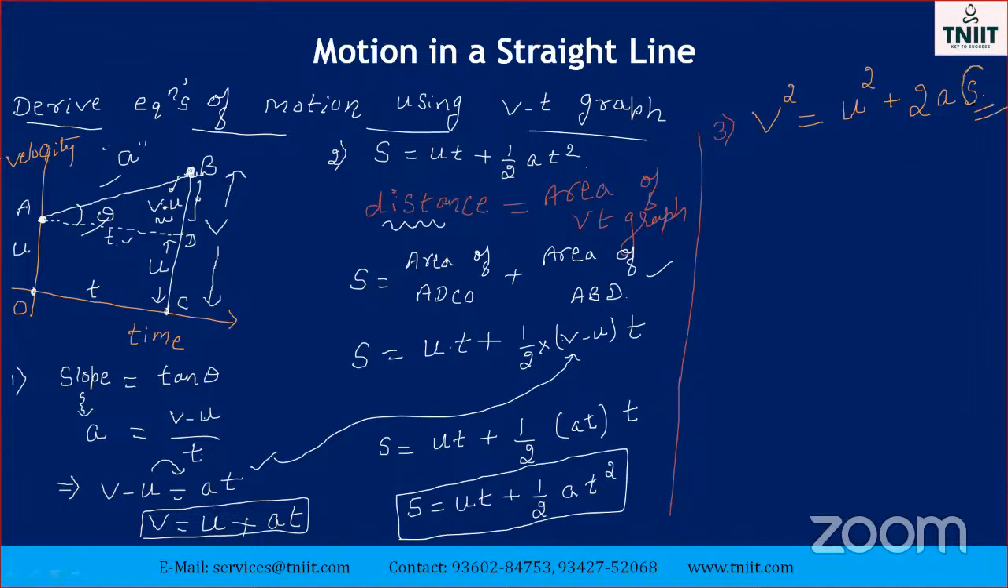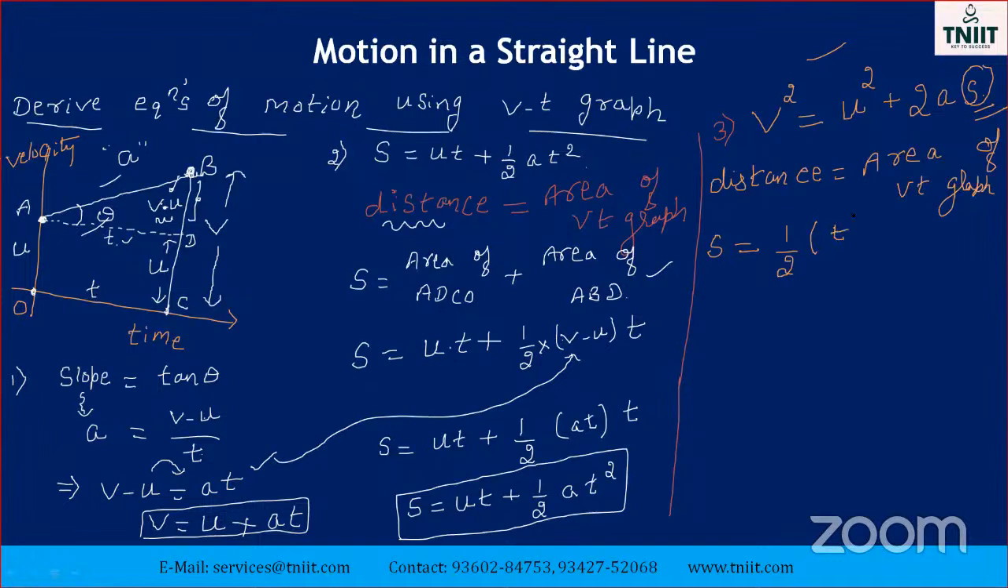We have S. What is S? It represents the distance. So how to calculate the distance? Distance is nothing but the area of the VT graph. So the distance is denoted with S. For this equation, you consider the entire area as the trapezium. You know the area of the trapezium is given by half into sum of parallel sides into the separation between them.